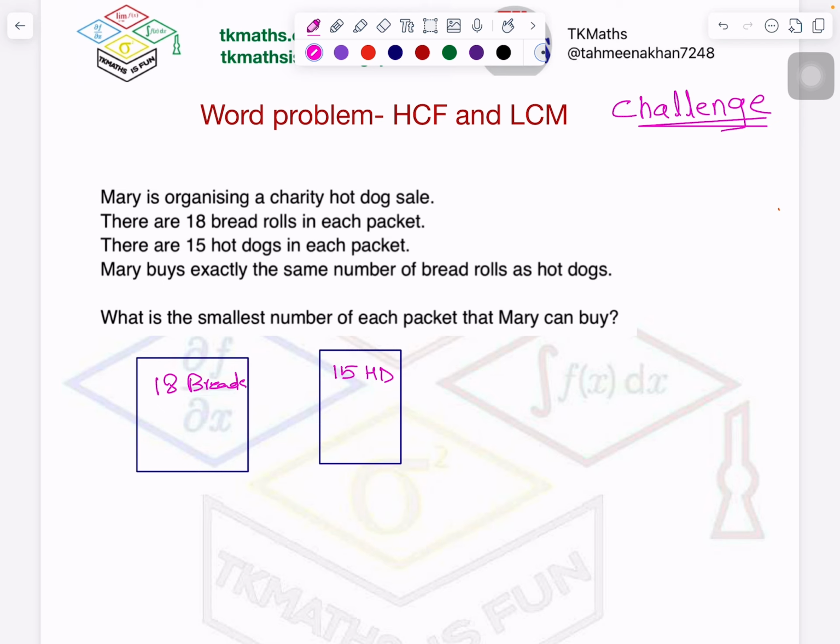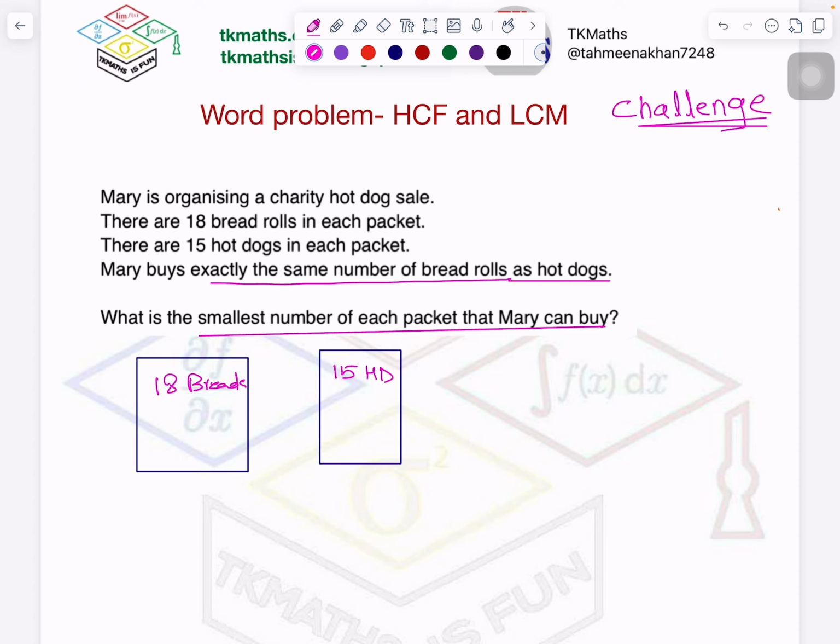Now it is understood if Mary buys exactly the same number of bread rolls as hot dogs, what is the smallest number of each packet that Mary can buy? Now what is happening? Of course, if you are making a bun or burger, one hot dog will be used in one bread. Yes or no? So right now in this packet there are 18 breads and in the other packet there are 15 hot dogs. So if you make burgers here, you can make only 15. So 3 breads will be left behind.